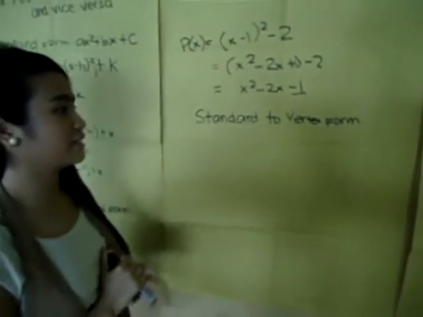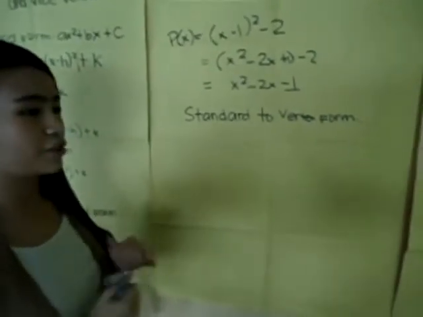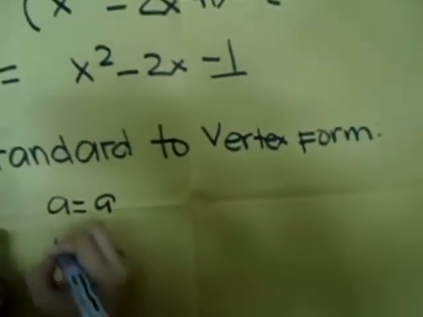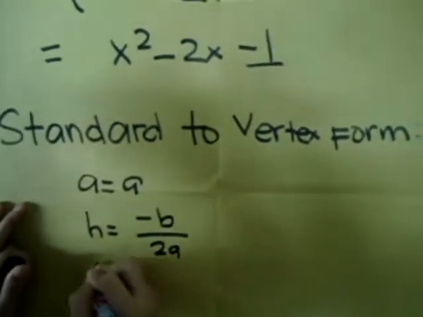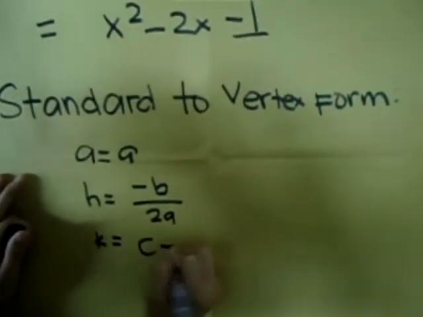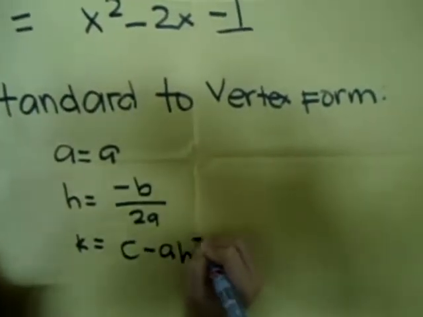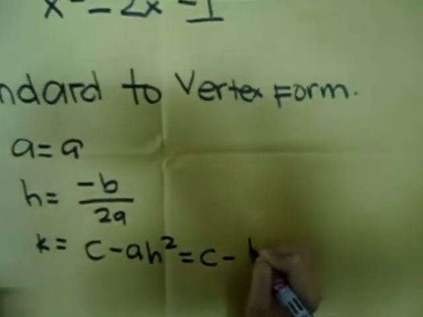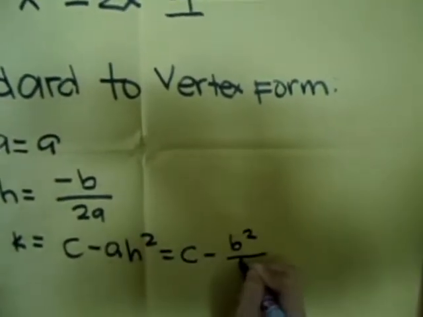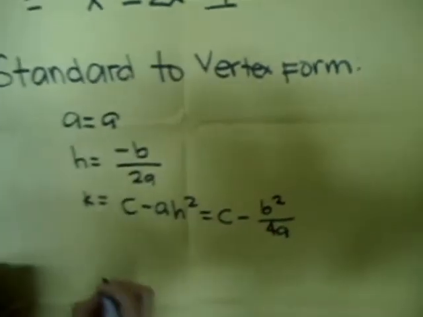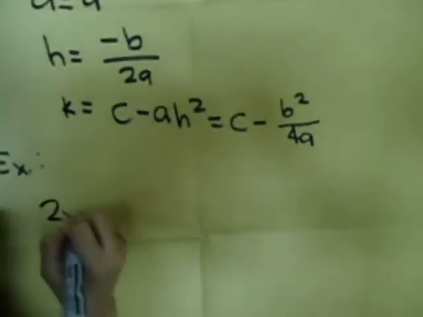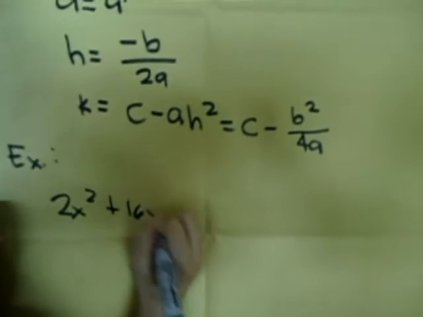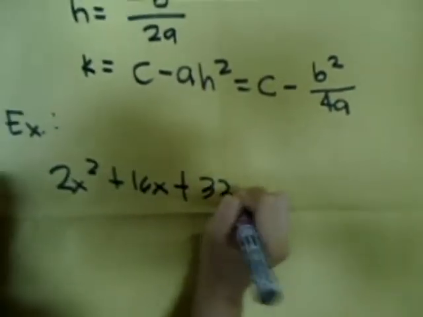Now, let's go to the next topic, which is standard to vertex form. a equals a, h equals negative b all over 2a, and k equals c minus ah squared, which equals c minus b squared all over 4a. Example: 2x squared plus 16x plus 33.